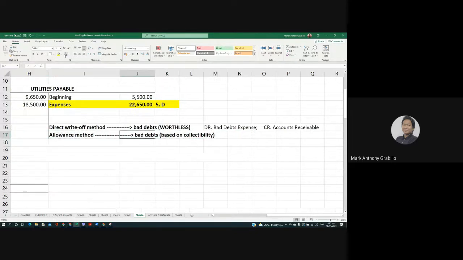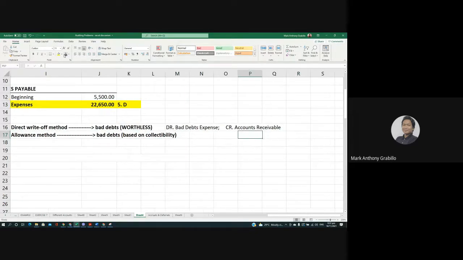So ang gagawin naming entry, hindi kami magre-record ng direct write-off to accounts receivable, but instead, we will recognize bad debts expense. So you debit bad debts expense, and then you credit allowance for bad debts. So yan yung sinasabi na allowance method. Kasi you are using an allowance account para ma-monitor mo magkano na yung na-record ko as bad debts. So ganyan po yun.